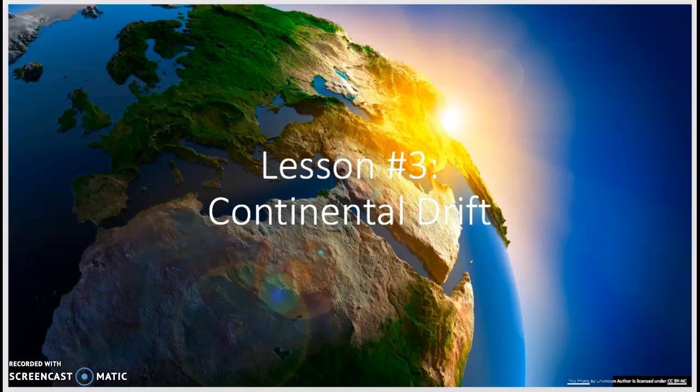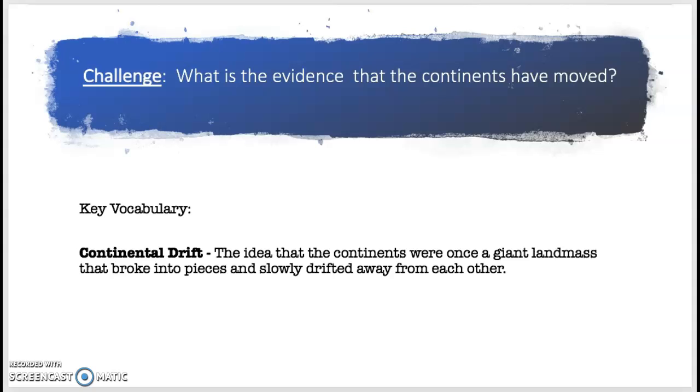Okay, so go ahead and set up your notebook with your title. Remember, I always say this, but you can pause your video whenever you need to write so that you can go at your own pace. Our challenge question for today is, what is the evidence that continents have moved? We know that to be a fact now.